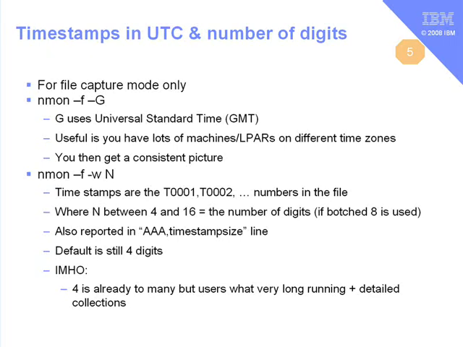Using the old rule that the customer is right even when they're completely bonkers, we added a feature here, the -W, and you can put in the number of digits that you want your snapshot numbers to be. And there's another extra line in the AAA section, which says timestamp size, so that your tools can pick out how many digits these will actually be if you're post-processing your nmon files. In my humble opinion, 4 digits is more than enough, but you now have that option to capture thousands or millions of snapshots in a single file.